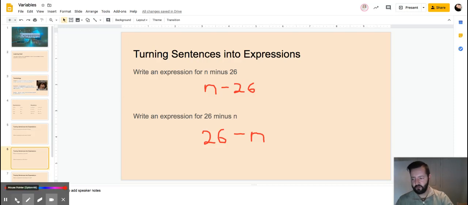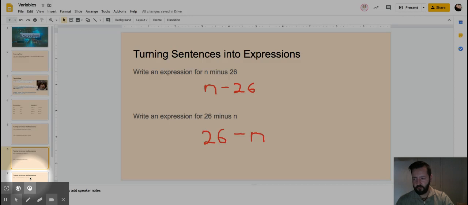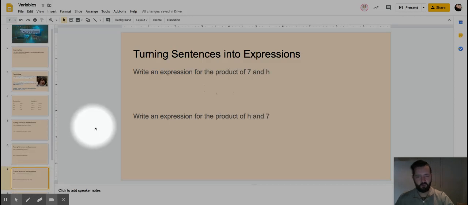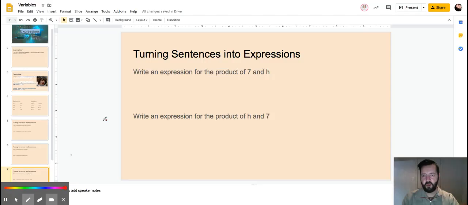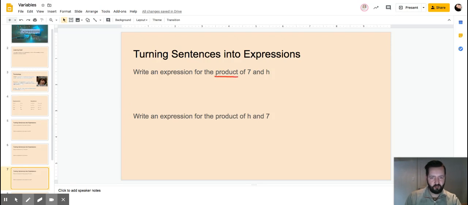All right. So moving on, we've now dealt with addition and subtraction style problems. Now let's have a look at an example of multiplication. We want to write an expression for the product of 7 and h. Now let's stop for a second. Product is just another word that mathematicians use to say the answer of when we multiply two numbers together. So let's write an expression where we are multiplying 7 and h together.